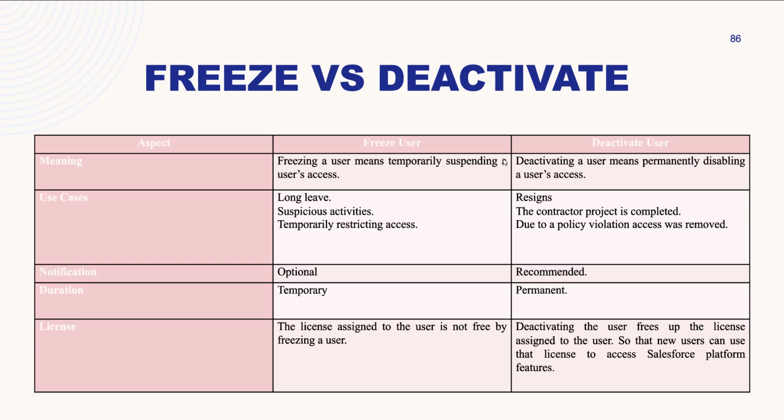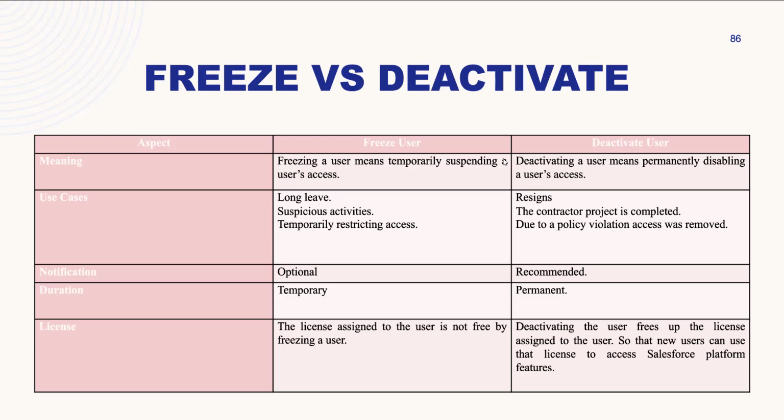So now the next point that we need to discuss is notification. When you are freezing a user, it is optional to inform the user that you are going to freeze them. But when you are deactivating a user, it is always recommended to notify the user that you deactivated their account. Now for the duration, freezing is temporary and later on you can unfreeze the account of a user, but in case of deactivation it is permanent. But if you still want to, you can reactivate the user.